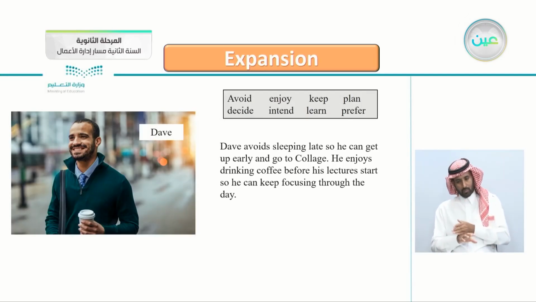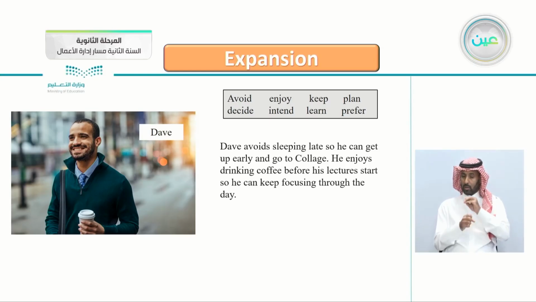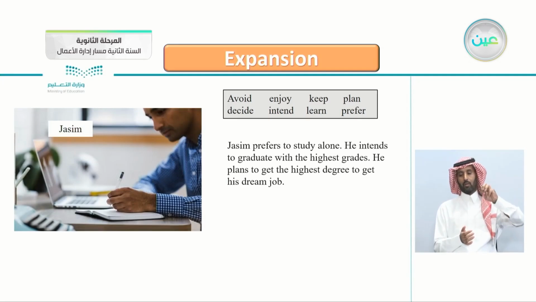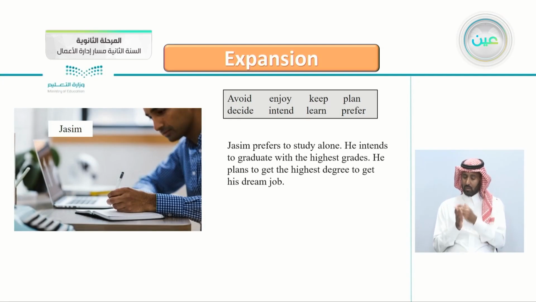So coming back to the exercise here, Dave, you can say, for example, Dave avoids sleeping late so he can get up early and go to college. He enjoys drinking coffee. From the picture as you see here, he enjoys drinking coffee before his lectures start so he can keep focusing through the day. So you can use some of these in the paragraph. The next one here is Jassim. You can say Jassim prefers to study alone. He intends to graduate with the highest grades. He plans to get the highest degree to get his dream job.